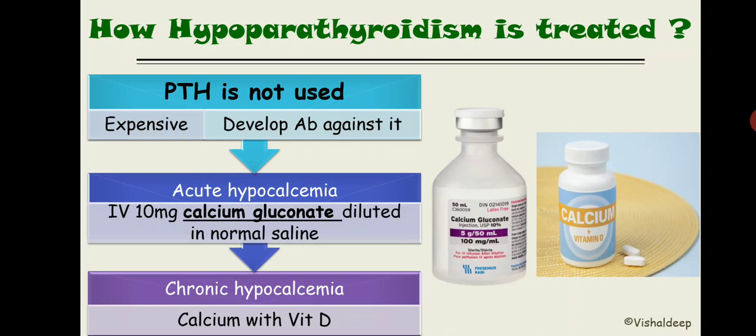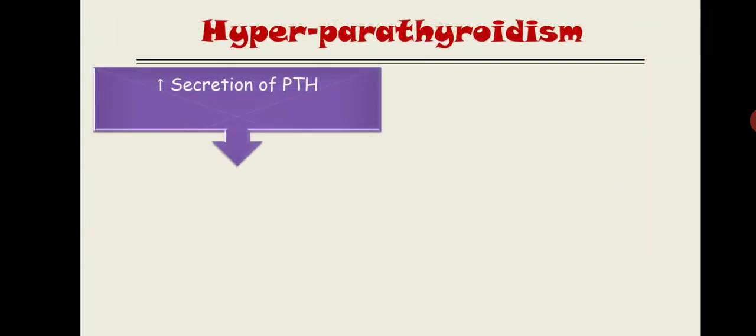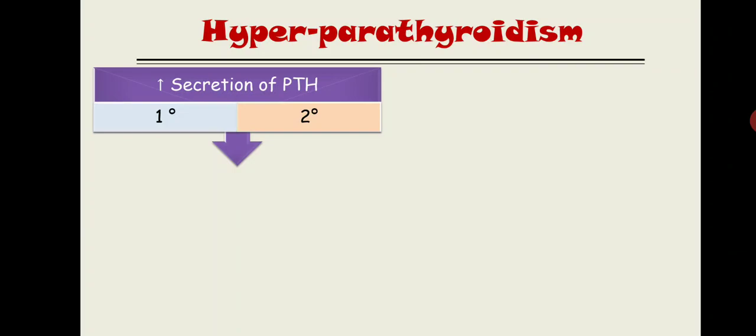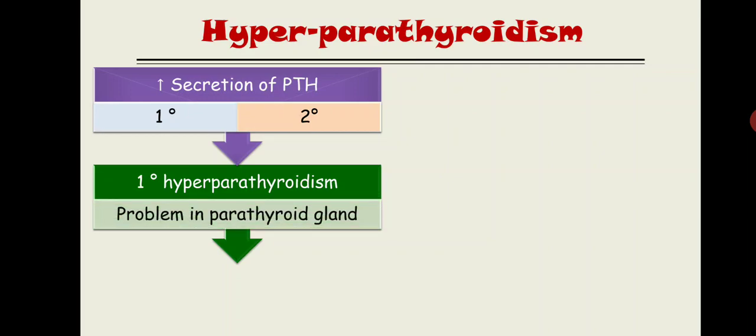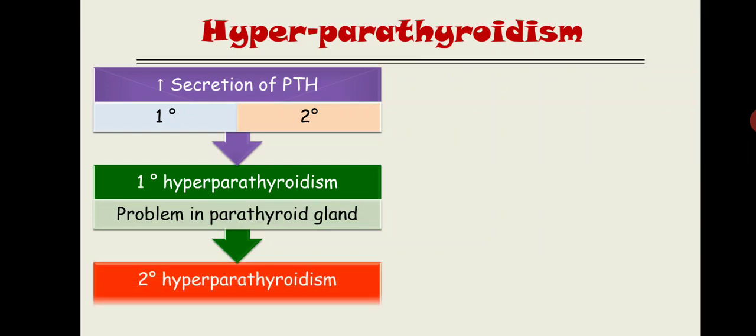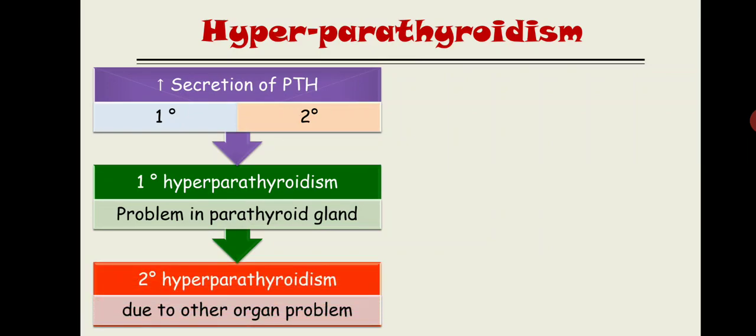Let's discuss hyperparathyroidism, whenever there is an increased secretion of the parathyroid hormone. It has two types: one is primary and another one is secondary. Primary hyperparathyroidism is about a problem related to the parathyroid gland; the problem lies within the parathyroid gland. In secondary hyperparathyroidism, there is a problem other than the gland, due to some other problem.